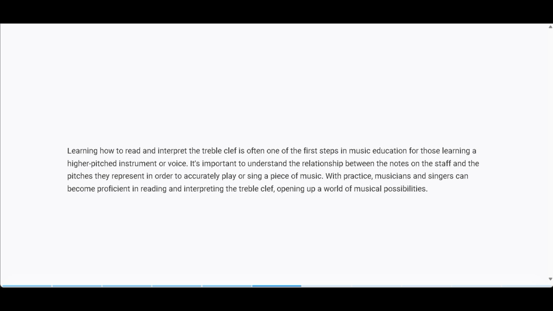Then learning how to read and interpret the treble clef is often the first step in music education, actually. And this is the first ever question in every exam, I think, in LCM, Trinity College London, ABRSM, in grade 1, 2, 3, even the grades before 1.